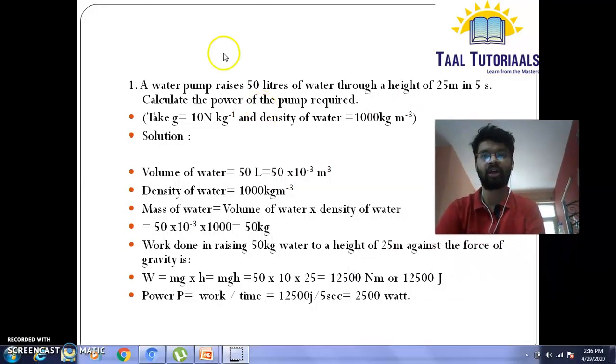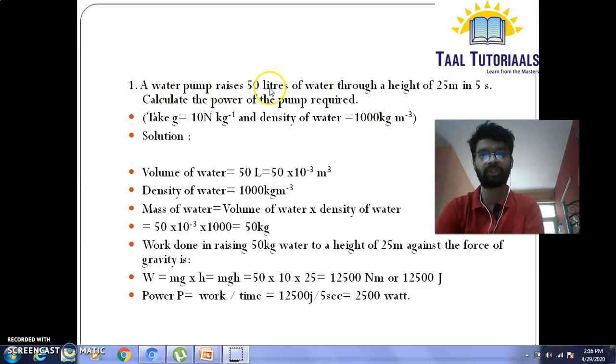First numerical: a water pump raises 50 liters of water through a height of 25 meters in 5 seconds. Calculate the power, where g is equal to 10 Newton per kg, and density of water is equal to 1000 kg per meter cube.